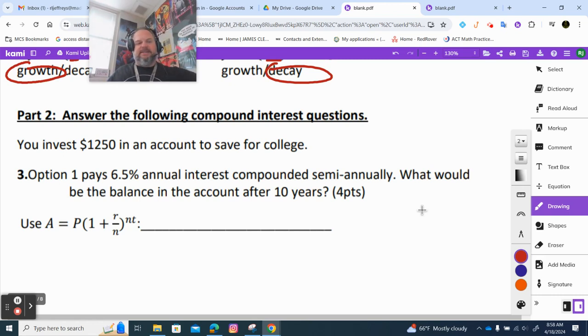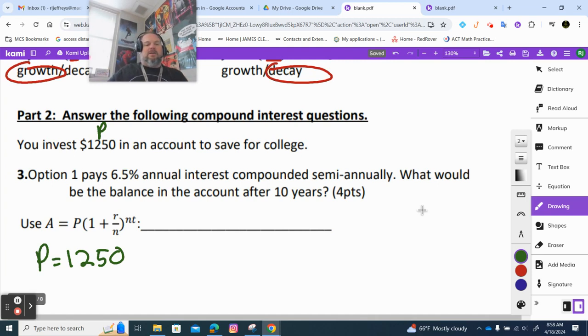Now, you invest $1,250 in an account to save for college. I tried to make this one actually more realistic than the ones before. So, for this one, our P is this. For this section, that's our principal deposit.